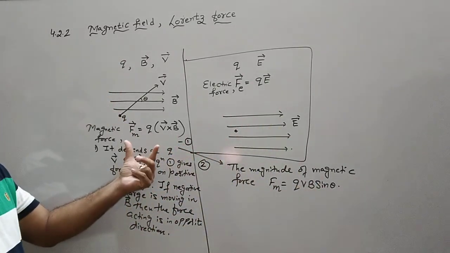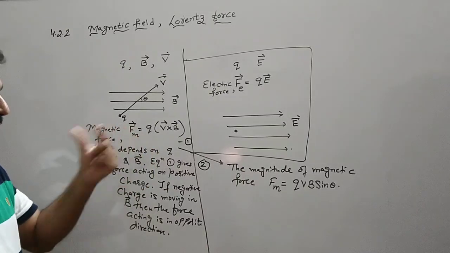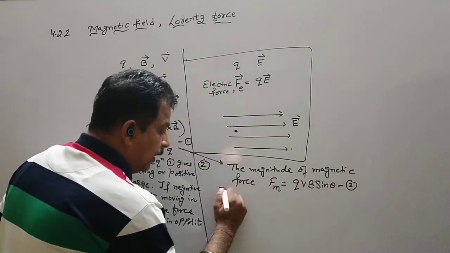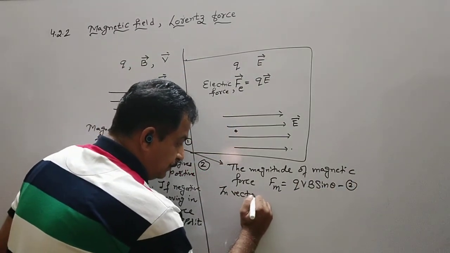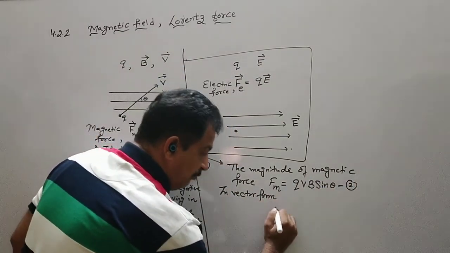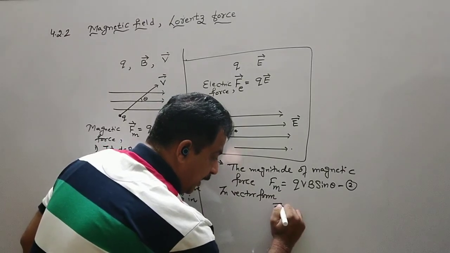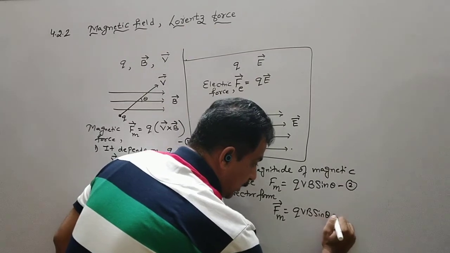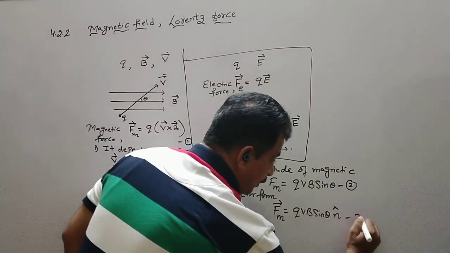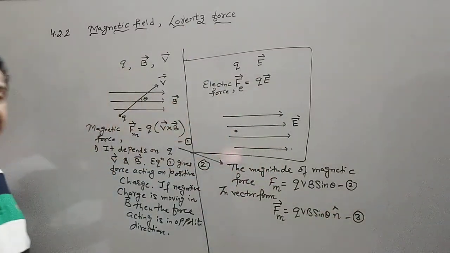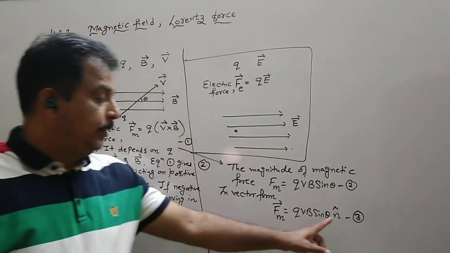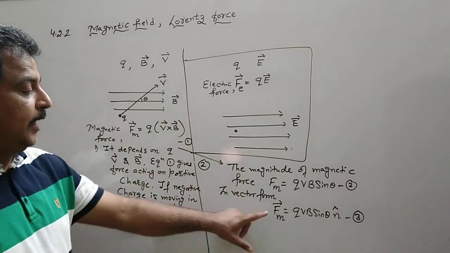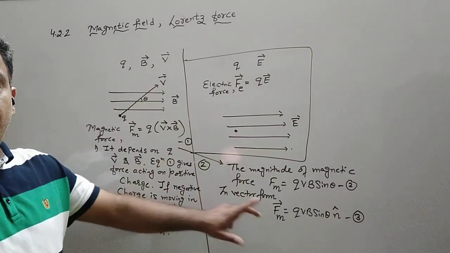In vector form, we have to consider a direction also. So let us say this is equation number 2. In vector form, the same equation 1 can be written as QVB sin theta n cap. Let us say this is equation number 3. N cap is a unit vector which gives the direction of the magnetic force.